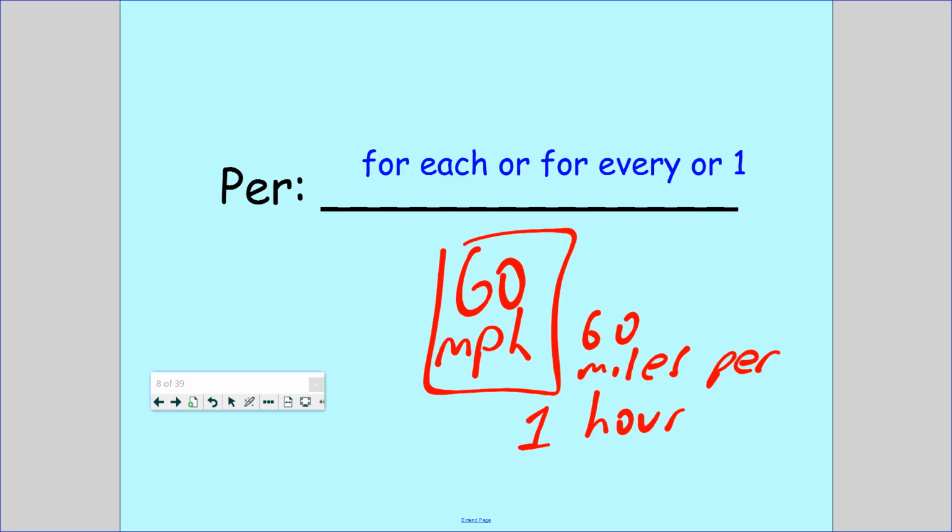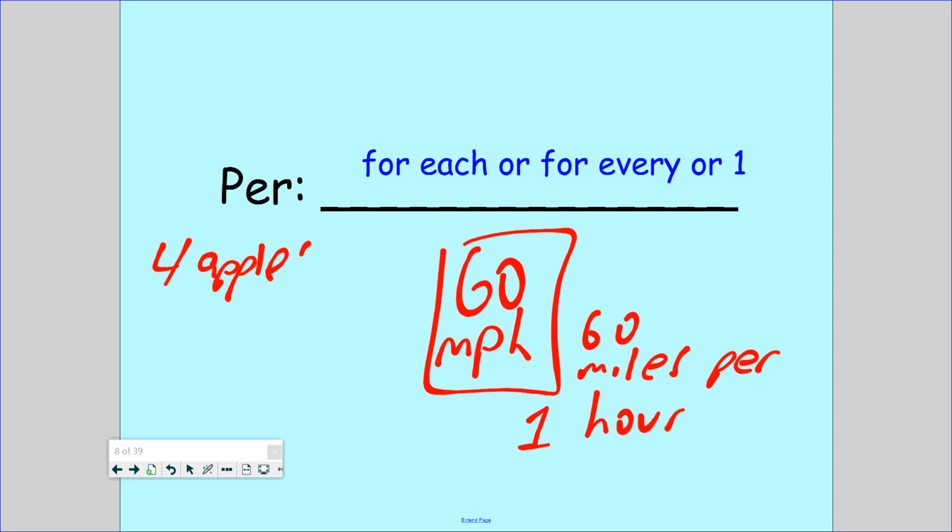Or sometimes you see in a grocery store, there are signs that say 4 apples per $1. I mean, you get 4 apples for every dollar. Each dollar, $1, 4 apples.